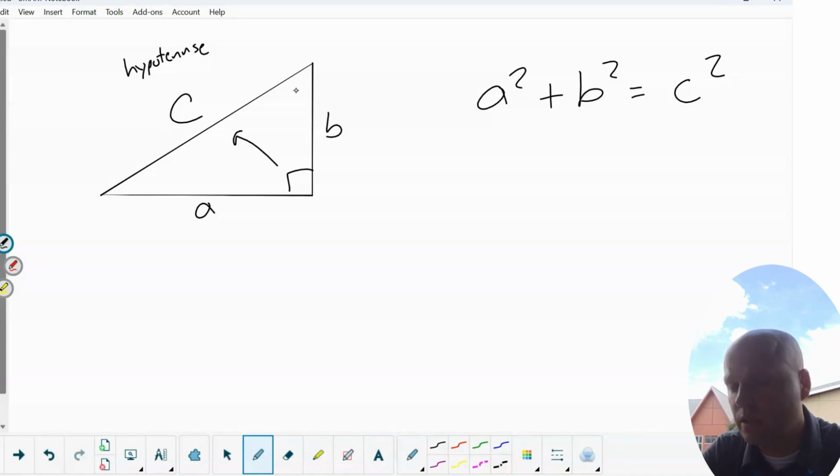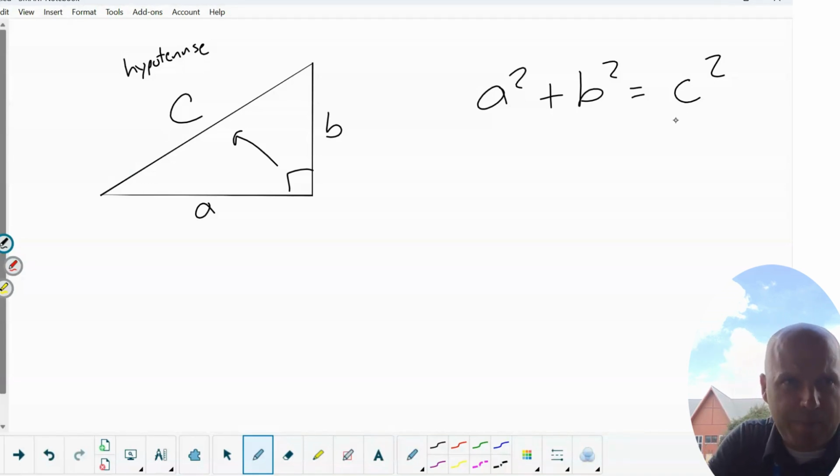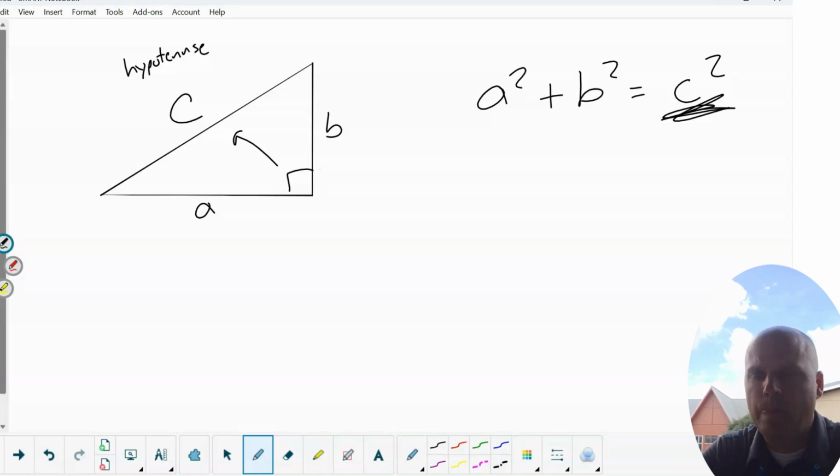So it's got to be by itself. And then the legs are A and B. These are the shorter lengths. We are going to be finding lengths of right triangles using the Pythagorean theorem.